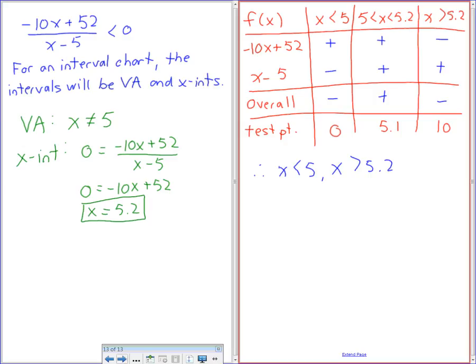I have two more examples. Okay, are we sort of okay on that before I continue?